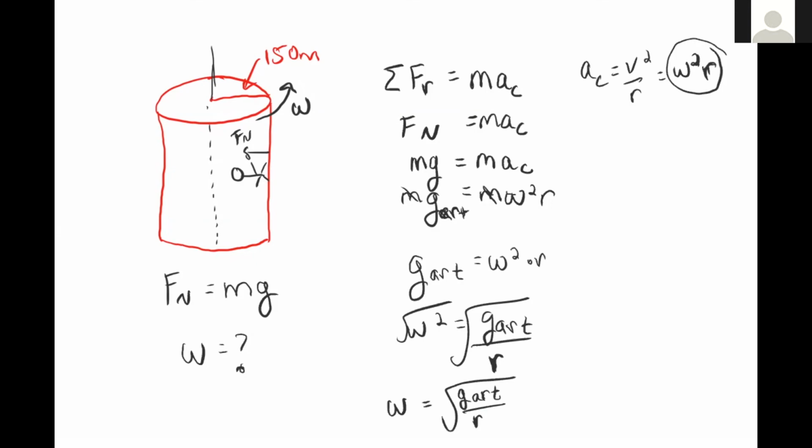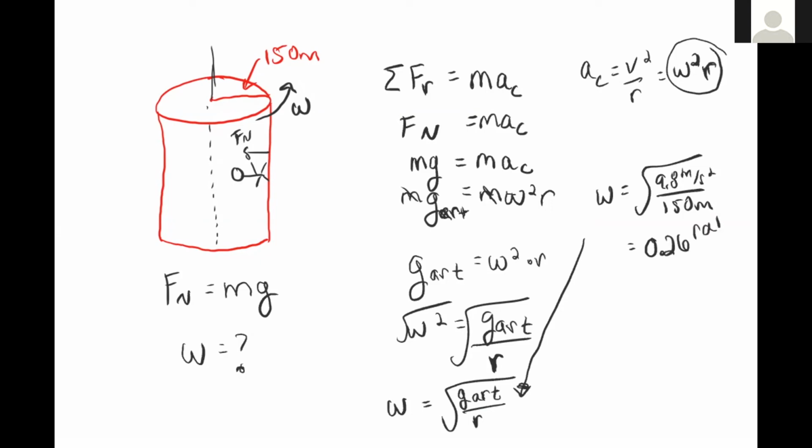So in this case, we're trying to mimic the acceleration due to gravity on Earth. So where it says g artificial, we're going to put in 9.8 meters per second squared. But if I were asking you what angular speed we need to mimic the acceleration due to gravity on Mars, you would need to put in for g artificial the acceleration due to gravity on Mars. And then we divide by the radius of our spacecraft, which was 150 meters. And so we find that the angular speed we need is 0.26 radians per second.